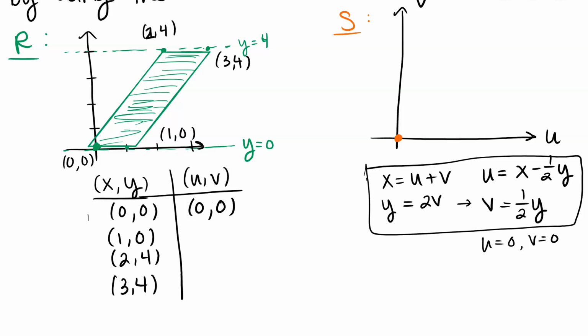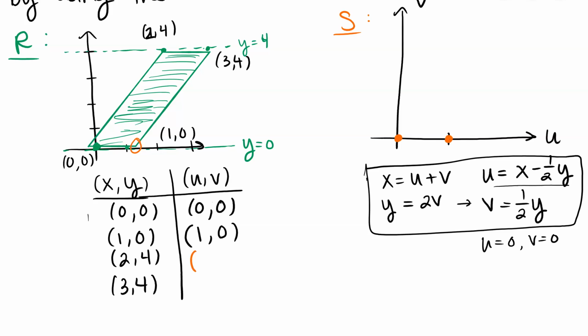What about when x is 1 and y is 0? Then u is 1, and in v, when x is 1 and y is 0, v is just 0. So this point right here is going to transform to 1, 0 right here. That's kind of interesting. Those two points on the bottom didn't transform at all.